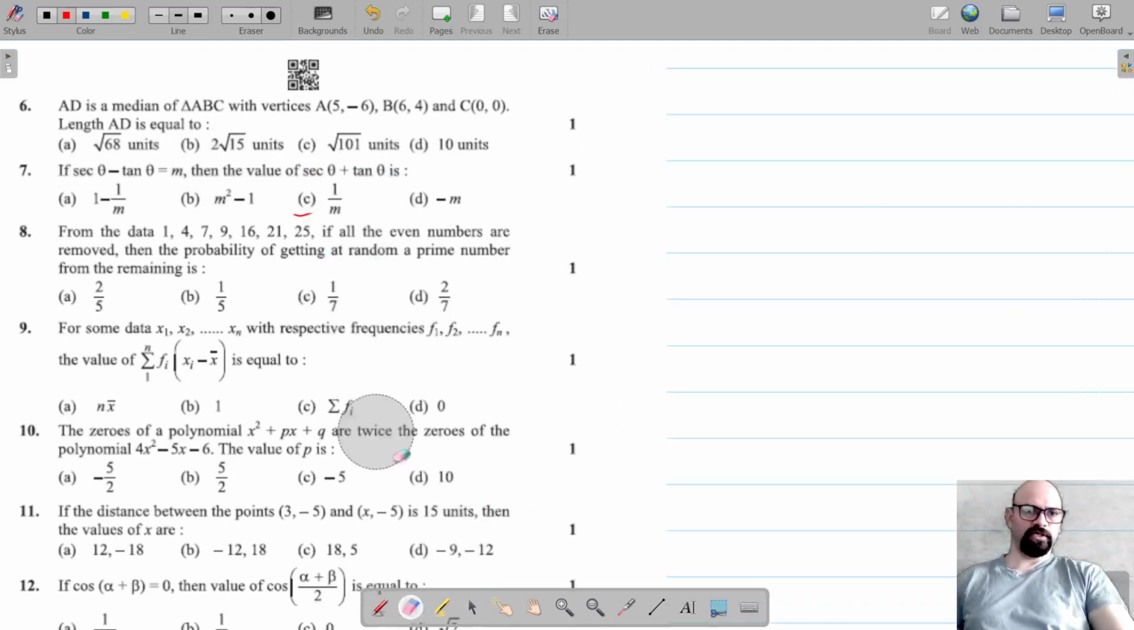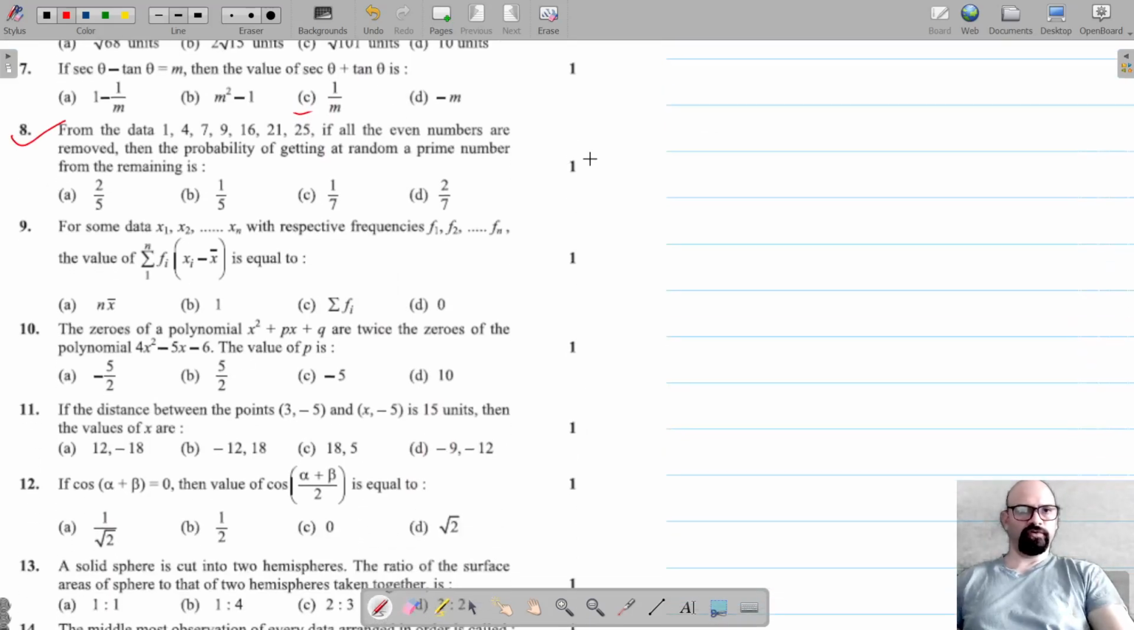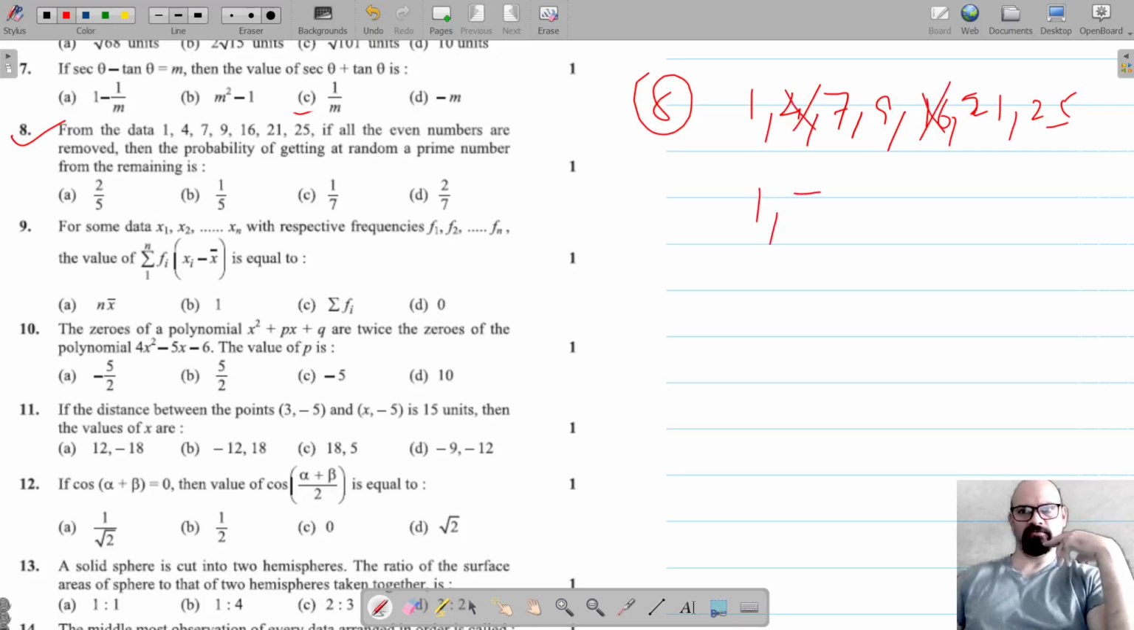Okay, for question number 8, it's given that from the data 1, 4, 7, 9, 16, 21, 25, all the even numbers are removed. So 1, 4, 7, 9, 16, 21, and 25. And if the even numbers are removed, that is 4 and 16, we are left with 1, 7, 9, 21, and 25. We have to find the probability of the prime number.